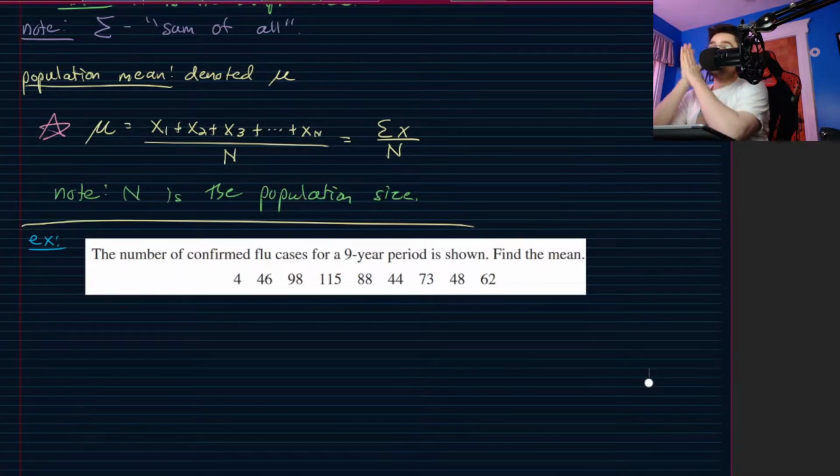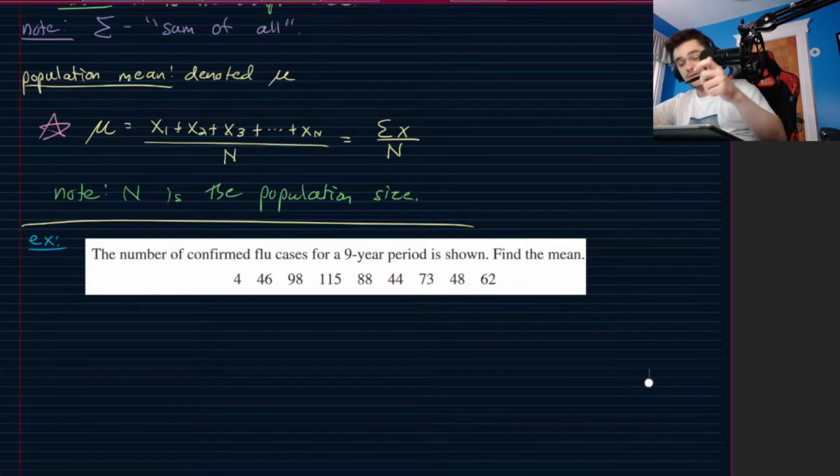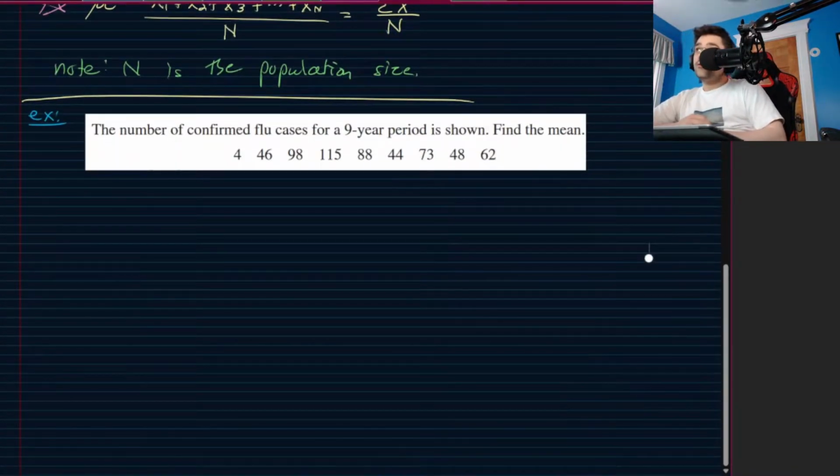Okay, so I got an example here. I guess this is a sample, but again, it doesn't really matter for mean since the formula is the same either way, whether it's a population or a sample. It's just the sum of them all, and then you divide it by the number of data values. So, for example, here we've got the number of confirmed flu cases for a 9-year period. Find the mean. It said a 9-year period, so I would assume there's 9 data values. 1, 2, 3, 4, 5, 6, 7, 8, 9. Yep, there's 9 data values.